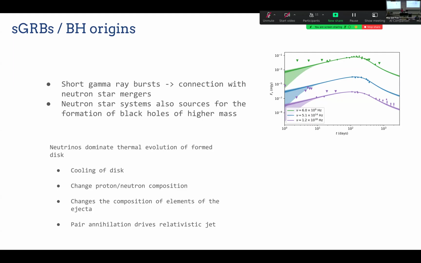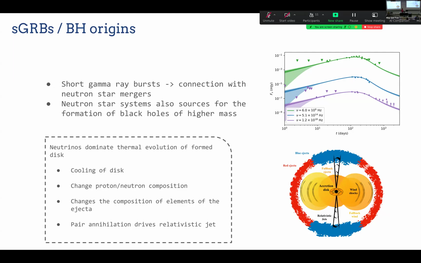Neutrinos dominate the thermal evolution of the formed disk. Essentially, neutrinos become very important in the merger and the post-merger phase. When you have an accretion disk, neutrinos are important for controlling the cooling of the disk. And since they change the proton-neutron composition, they can change the composition of elements in the ejecta, and that will essentially change what you see on Earth.